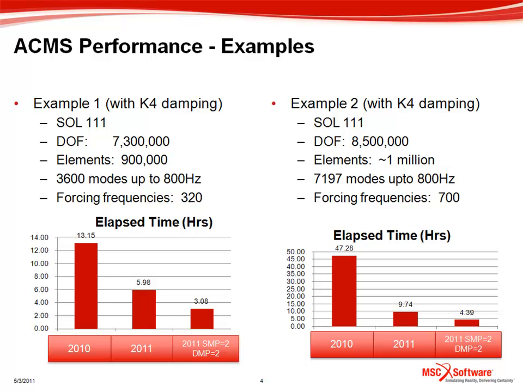And in the case of the model on the right side, where several more modes are involved, the runtime is cut by 80%. And in addition, by taking advantage of SMP and DMP, we can get even better performance. For the first model, the analysis runs in less than 25% of the time it took in Nastran 2010. Speed gains are even more dramatic for this second model, where it runs in only 10% of the time it took in the previous release.